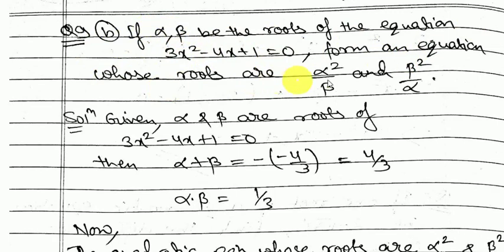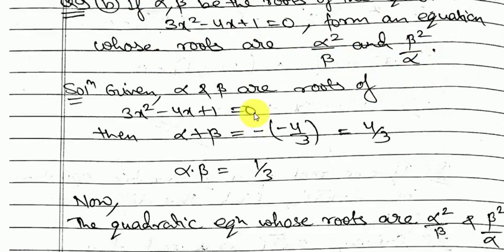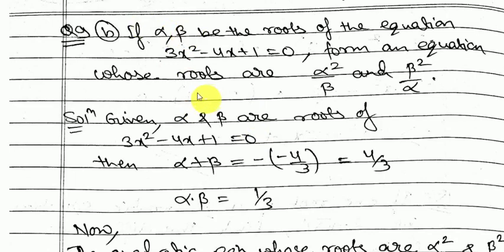Form an equation whose roots are this. So this is the quadratic equation. We know alpha and beta are the roots. We have to form an equation whose roots are this. So first we'll find alpha plus beta and alpha into beta. Okay, we found that for this quadratic equation.